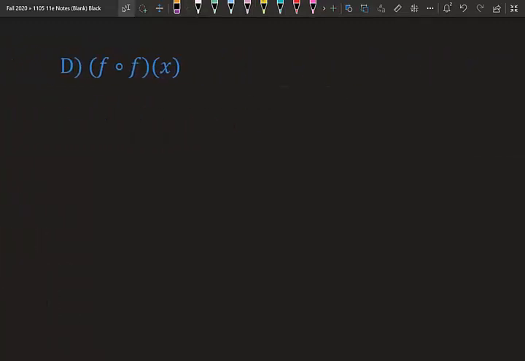Alrighty, part D, we have f composed with f of x. So let's go ahead and rewrite our f. So we have our f of x. It represents 2x squared minus 3. And since we're doing it again, I'm going to change up the colors.